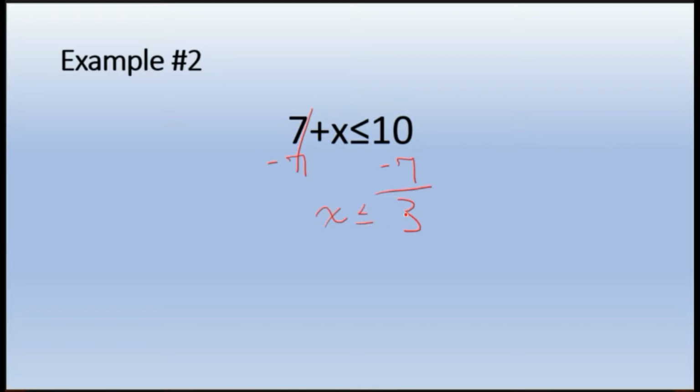Go ahead and plug 3 back in. I'll have 7 plus 3 is less than or equal to 10. Well, 7 plus 3 is 10, less than or equal to 10. And 10 is less than or equal to 10, so that is correct.